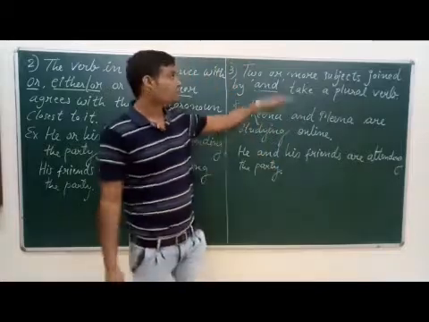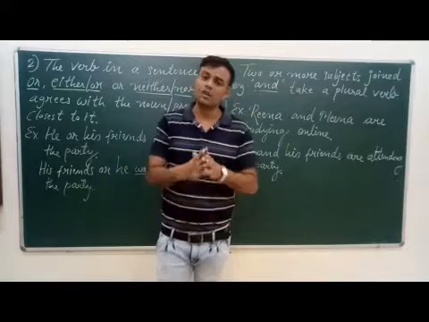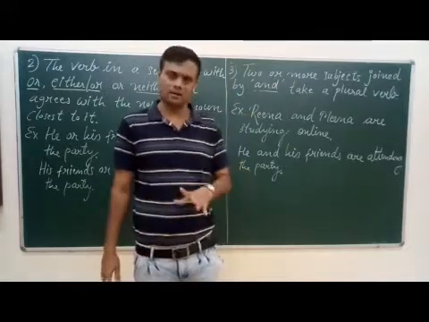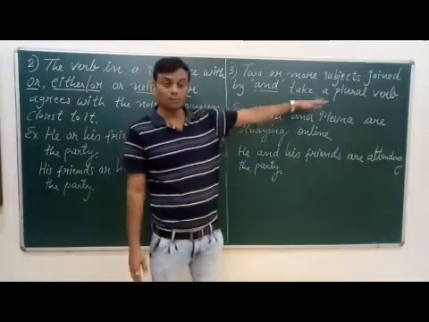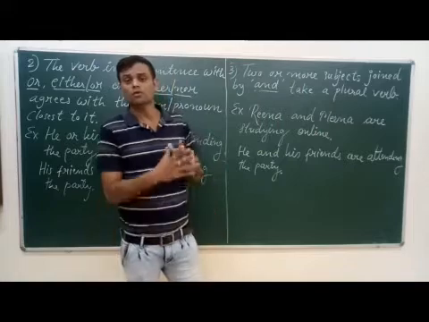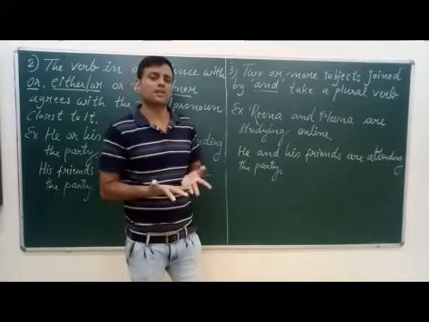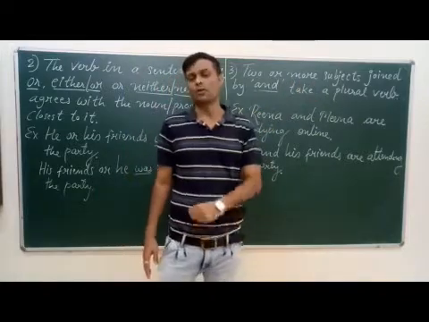Third rule: two or more subjects joined by the conjunction and take a plural verb. Two subjects or more than two subjects, when they are joined by and, then they take a plural verb.